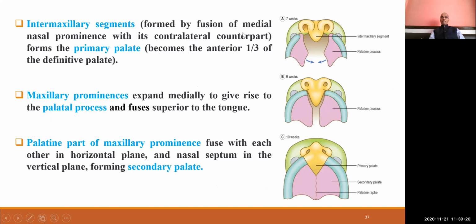The intermaxillary segment is formed by the fusion of the medial nasal prominence with its contralateral counterpart. It forms the primary palate, meaning it becomes the anterior 1/3 of the definitive palate. Whereas the maxillary process expands medially to give rise to the palatal process and fuses superior to the tongue. And the palatine processes, the palatine parts of the maxillary prominence, fuse with each other in the horizontal plane and with the nasal septum in the vertical plane, forming the secondary palate.